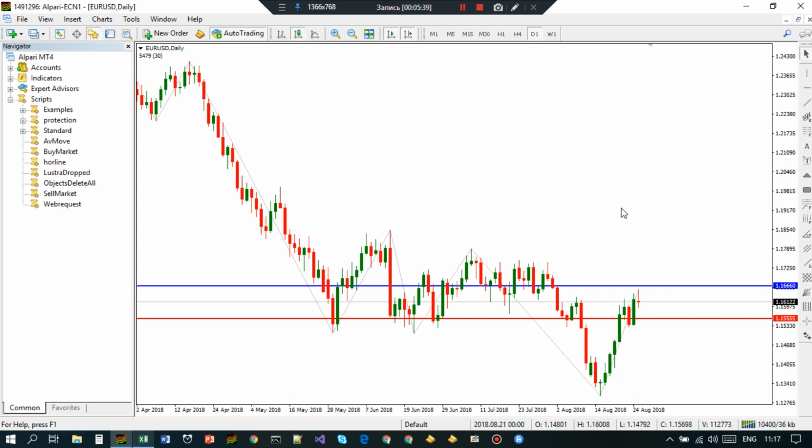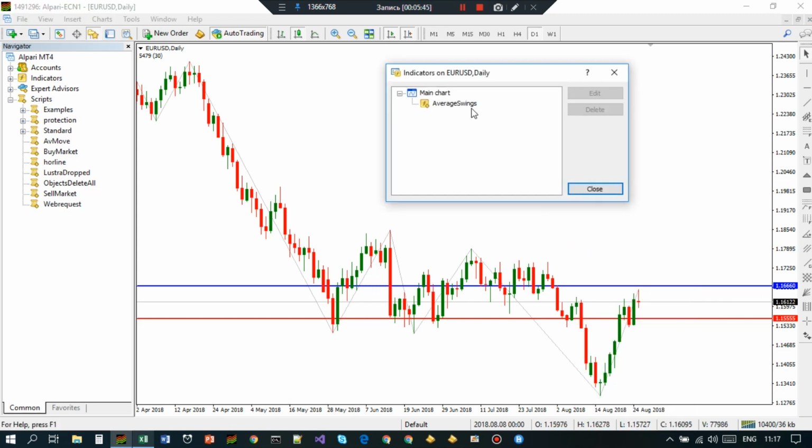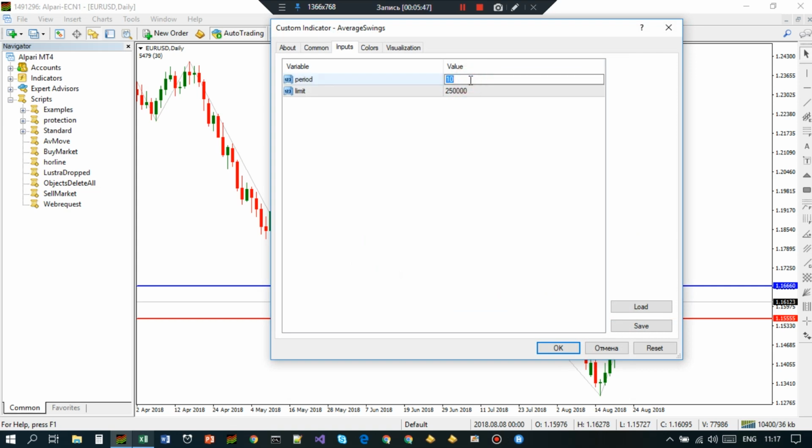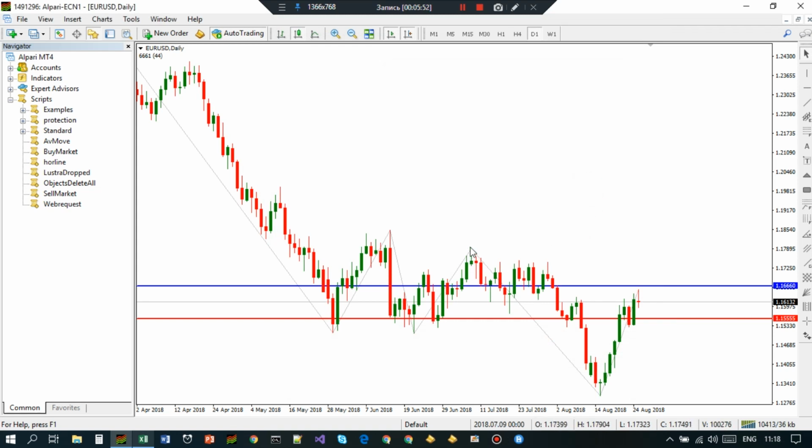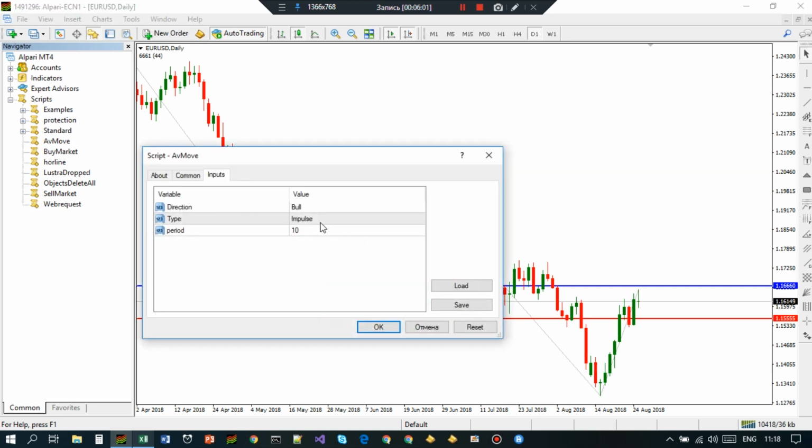Next, let's calculate the third algorithm. We all think in thirds, that's why let's calculate the third algorithm. So we have our third algorithm, and again it says that we have an impulse and we have a correction, and let us see what the third algorithm says about this correction. It is bull, it is a correction, and it is period 15.